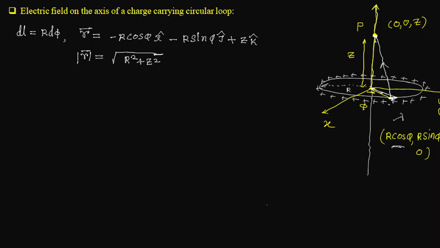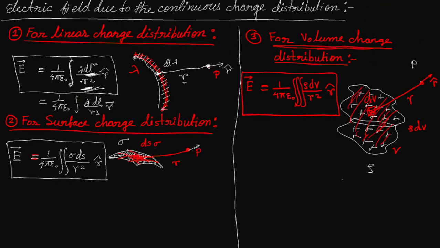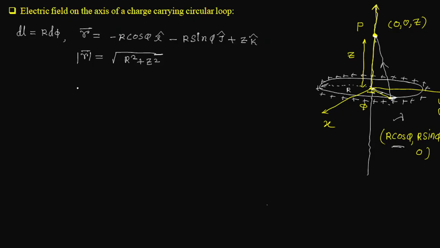Okay, and then just come back here. What we have written here is 1 by 4 pi epsilon naught dl divided by r square into r cap. Now if we multiply by r in the denominator as well as the numerator, then r into r cap gives the r vector, and in the denominator it will be r cube. The same thing we can use here. First we write the definition of the electric field at point P because of this elementary length, and then we integrate over the loop, and that will give us the net electric field at point P.